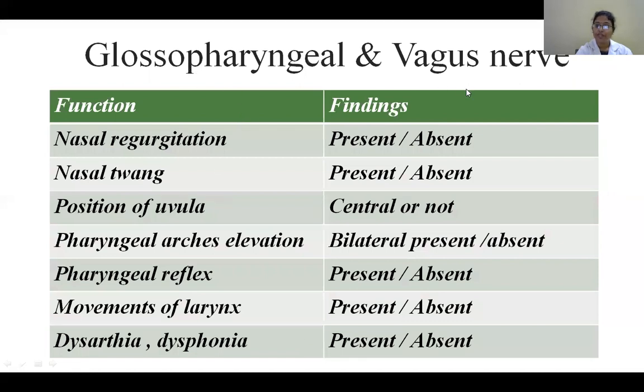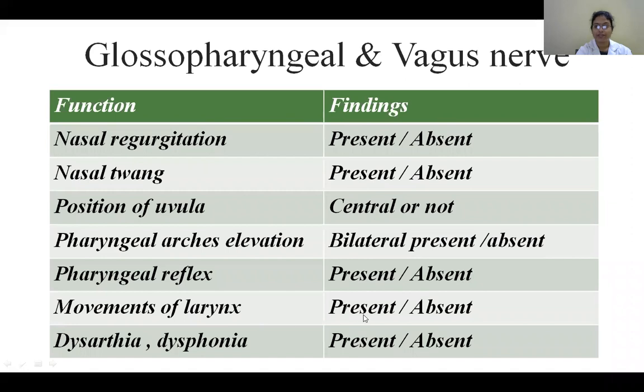For the glossopharyngeal and vagus nerve, we have to look for nasal regurgitation, whether it is present or absent. Presence of nasal twang when he is speaking, whether it is present or absent. Position of the uvula. For this, we have to ask the subject to open his mouth and say ah. When he does it, you look whether the uvula is central or whether it is deviated to one side. We also look for elevation of the pharyngeal arches, whether it is present or absent, whether it is present unilaterally or bilaterally. Then presence of pharyngeal reflex or gag reflex, whether it is present or absent.